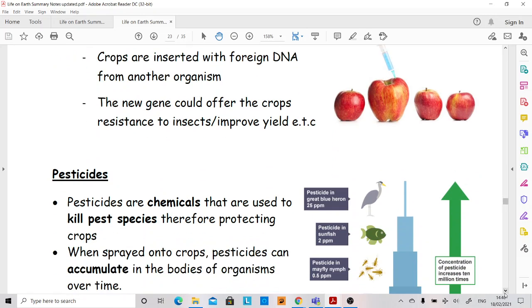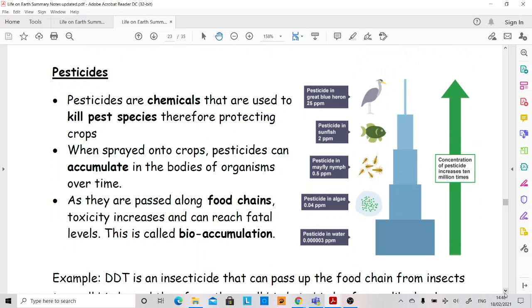Let's look now at some of the problems with pesticides, looking at an example food chain here. Pesticides are chemicals that are used to kill pest species to protect your crops. So let's look at this example over here. We've got some pesticide in the water that's got into the algae. So the pesticide has washed off the crops, come into the water, and the algae have taken it up. Now, when the mayfly nymphs eat algae, they don't just eat one, do they? They eat several algae, and every single bit of algae had some pesticide in it. So all the pesticide that is in all the algae goes into the mayfly nymph.